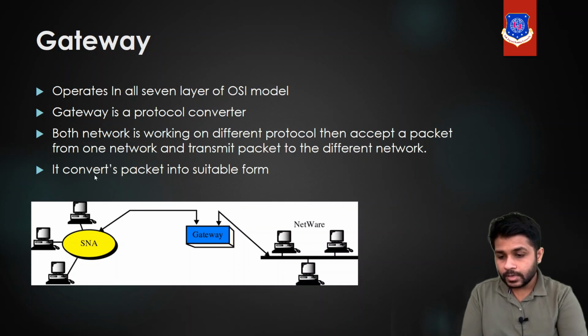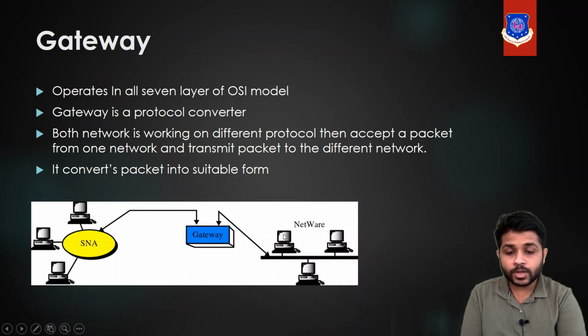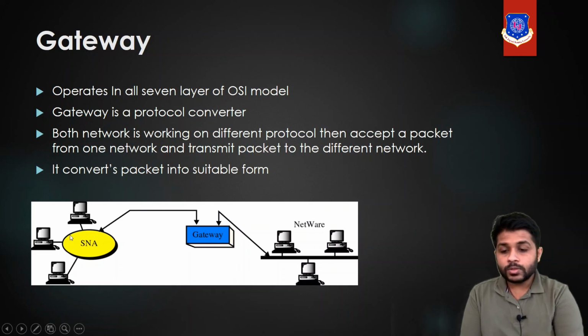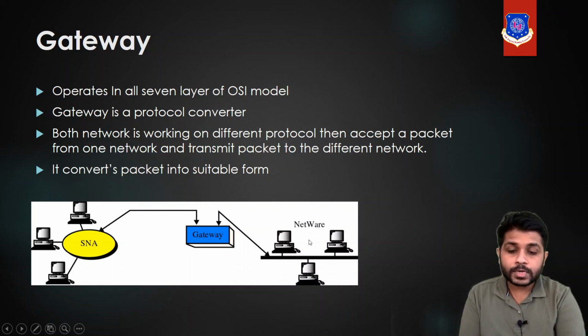So you can see that right now, suppose this network is working on, let's say, some SNA network, and the different network is working on some NetWare protocol. So this is working on the SNA protocol and this is working on the NetWare protocol. So these two networks cannot communicate directly. Using the gateway, we can convert this data from one protocol to another, so that communication can be done.